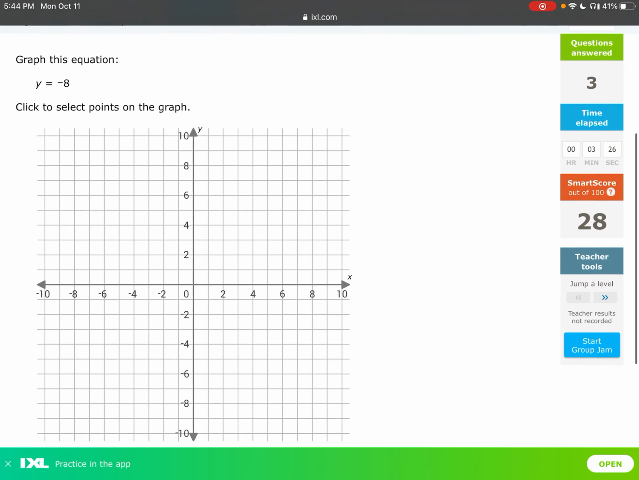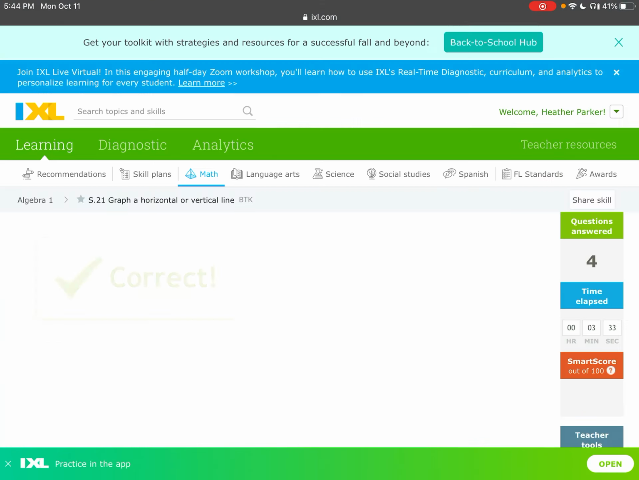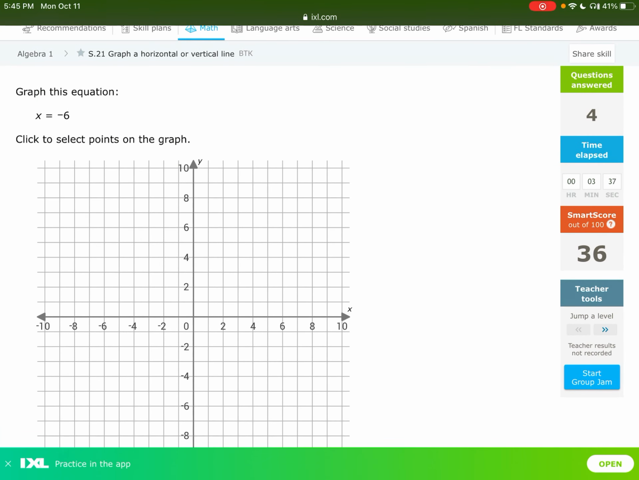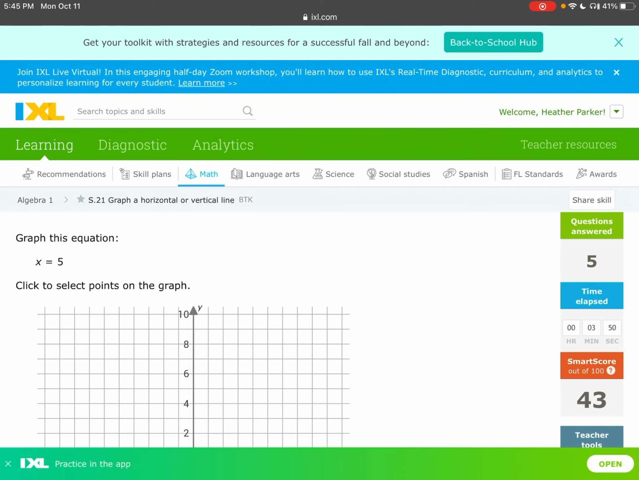This one's also going to be a horizontal line at -8. So I'm going to the y-axis to -8 and doing a horizontal line. This one's going to be a vertical line at x equals -6. So I'm on the x-axis this time because it's x equals, and it's going to be a vertical line. So I don't have to go to the table of values every single time.